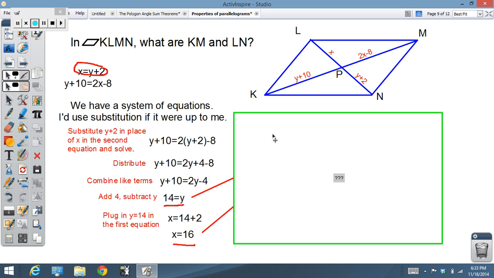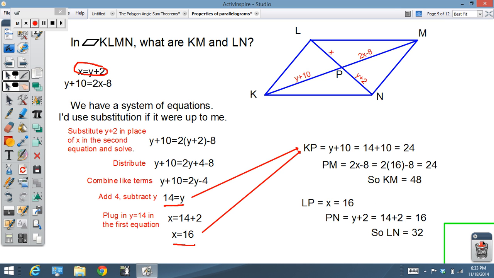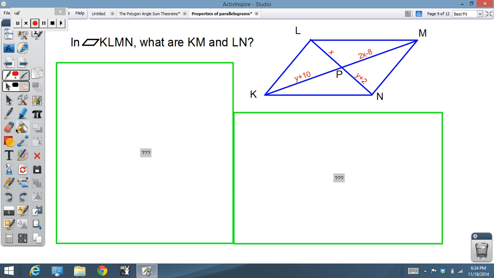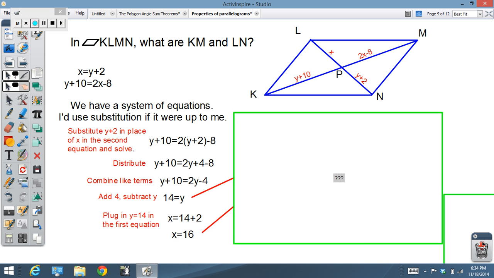Finishing off the problem, because it didn't ask what is x and y, it asked what is KM and what is LN. Let's plug them in. So KP is y plus 10, must be 24. PM is 2x plus 8, also 24. Makes sense that they would have to be congruent too, right? But that makes KM have to equal 48. We're also going to plug it in for x and y plus 2. Okay, PN must be 16. Of course, x already we found out was 16. LN must be 16 plus 16 or 32. So make sure that you understand where we went with that so that you can do it on your own, okay?